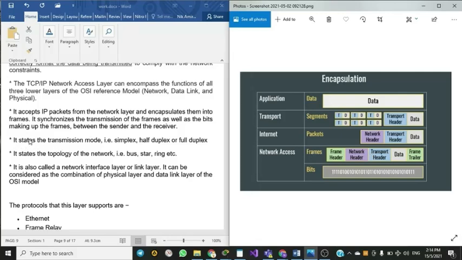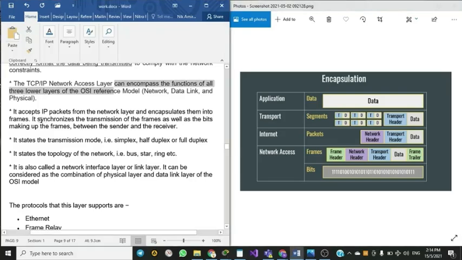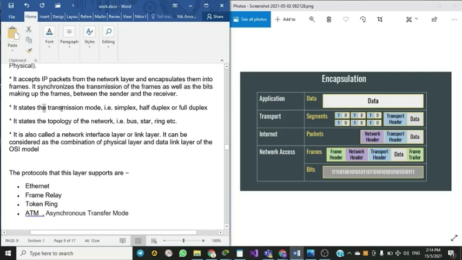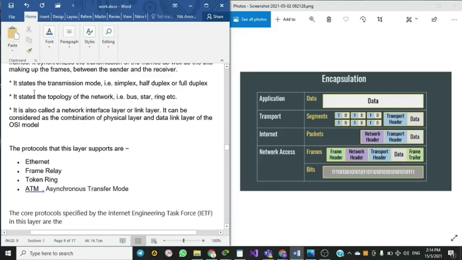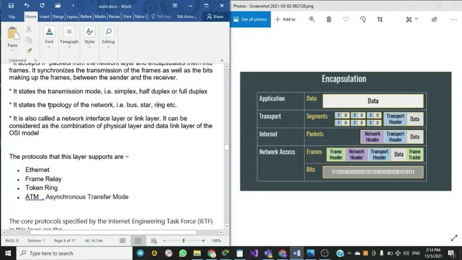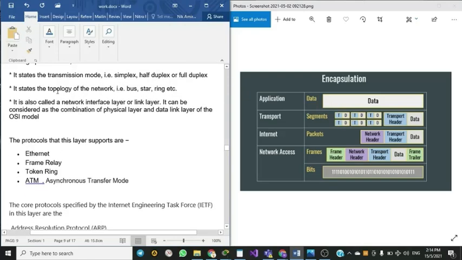It synchronizes the transmission of the frame, as well as the bits making up the frame, between the sender and receiver. It states the transmission mode, i.e., simplex, full duplex, or half duplex. This is very common now; people use full duplex most of the time. It states the topology of the network, bus, ring, star, etc. This is also very old. People use switches these days.